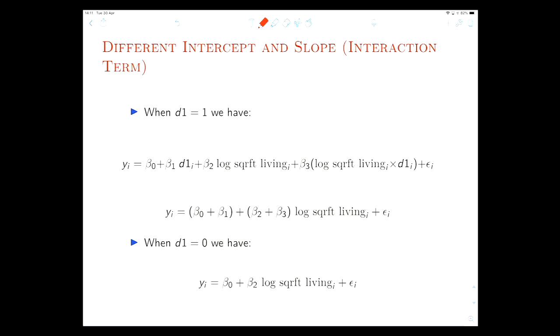Statistically or mathematically, what we are going to do, therefore, is add what we call an interaction term. The interaction between square foot living area and having a waterfront. So mathematically speaking, we have this extra term now. Notice the rest of the model is just like before: beta 0 plus beta 1 D1 plus beta 2 log living area. And now we have a new term, beta 3 times log living area times D1.